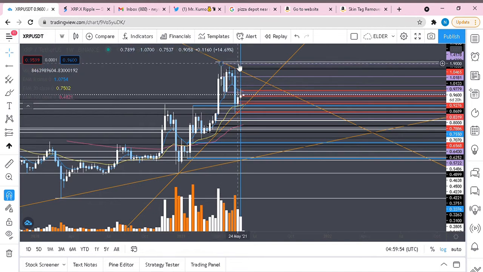So if it couldn't break the top level, what it'll do is try to break this trend line from the bottom. That's what will happen. Because from the top it failed, so it's going to drop down and travel along the bottom wedge, so it can try and break it again. That's basically what's going to happen.